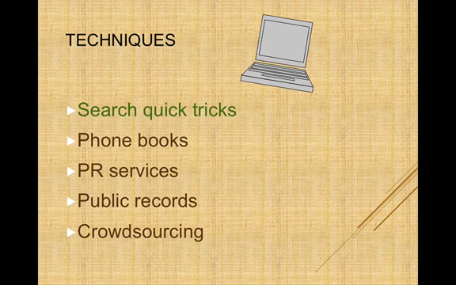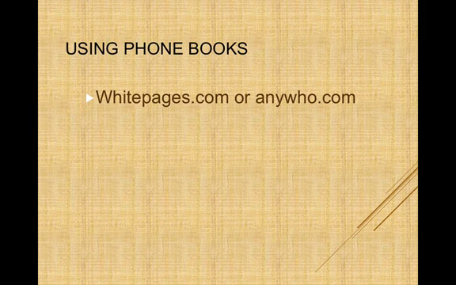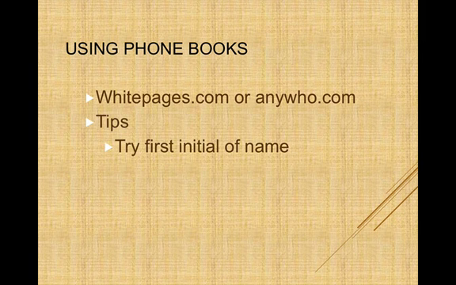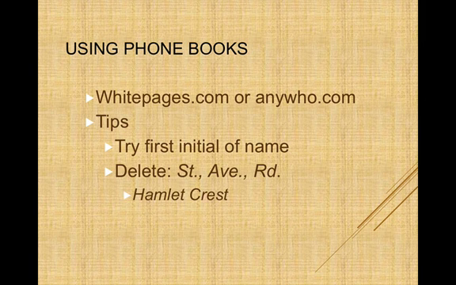Okay, ready for trick number 2? Let's talk about searching online phone books with White Pages or Anywho. Let me give you a couple of tips. I find that if you put the first initial of the name, particularly the first name, it's better because John or Rachel are spelled many different ways. Also, if you're going to put in an address, I find that it's easiest to leave off the street, avenue, or road. For example, I live on Hamlet Crest, and the phone book lists it like this, but you'd never probably type that into a search. So leave off the street, avenue, or road.